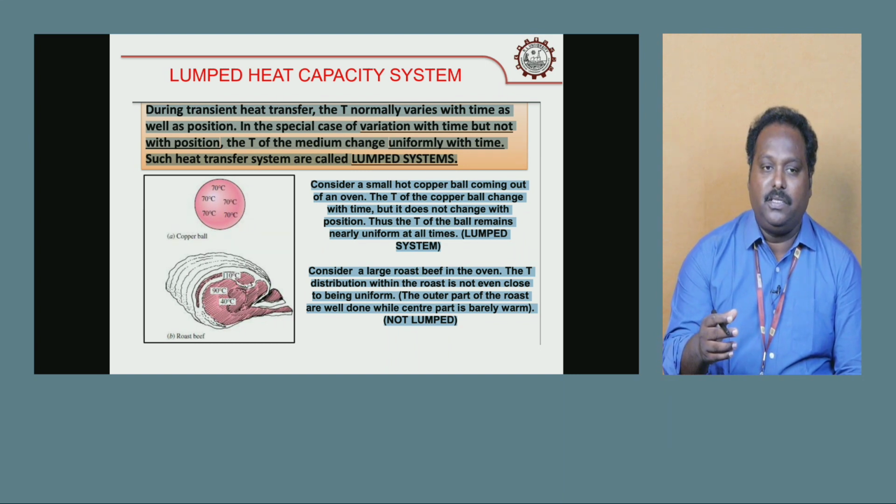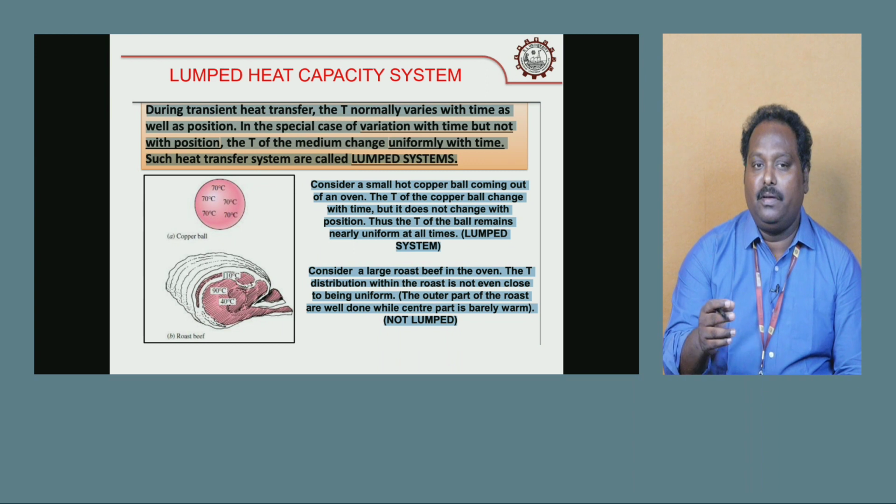The first diagram shows a copper ball, where the internal conductive resistance is assumed to be negligible. So throughout the copper ball we are seeing only 70 degrees centigrade at any point. That means the temperature is uniform throughout the solid.